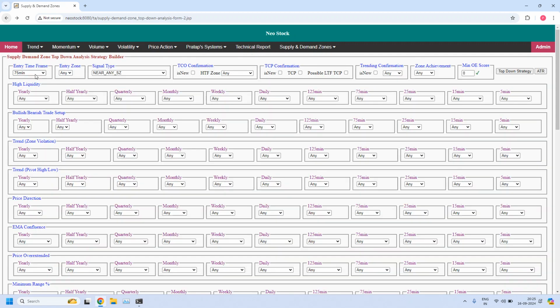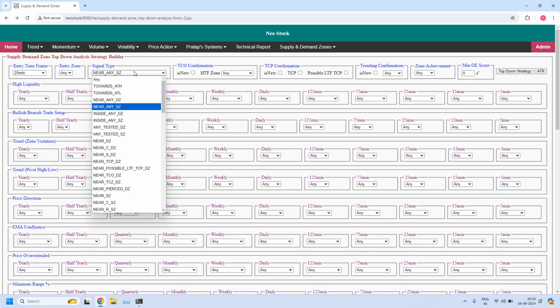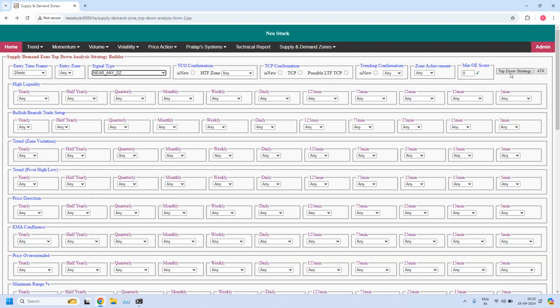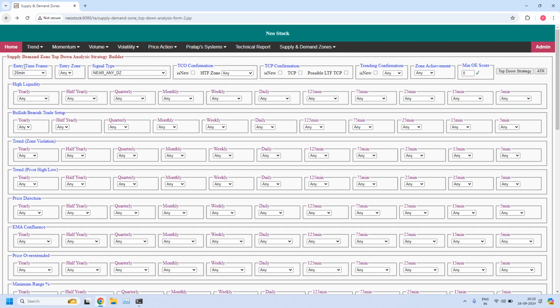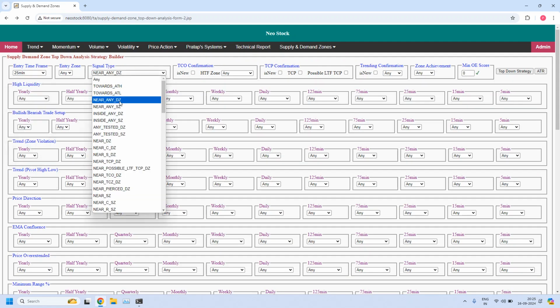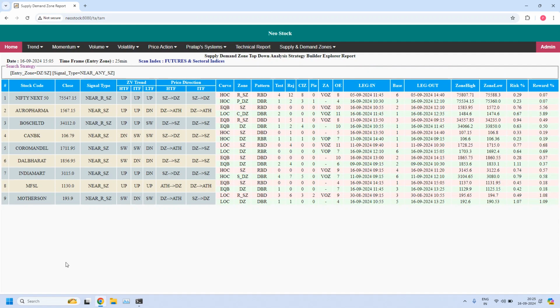Okay, the next time frame is 25 minutes. So let us find the stocks near 25 minutes demand zone. 6 stocks are filtered. Next, for 25 minutes time frame, let us find the stocks near 25 minutes supply zone. 9 stocks are filtered.